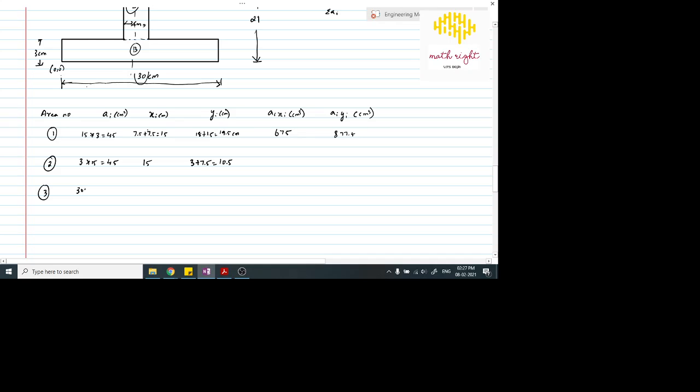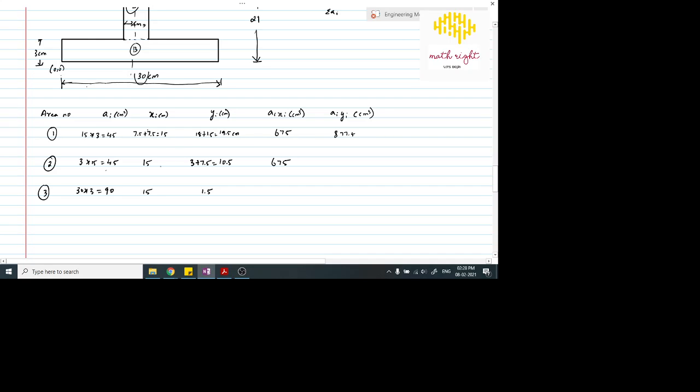30 into 3, which is equal to 90. xi is 15 and yi is 1.5. So just multiply this value and tell me the answer here for area number 2. What is the value? That is 45 into 15, Ai xi. Again we get the same 675.